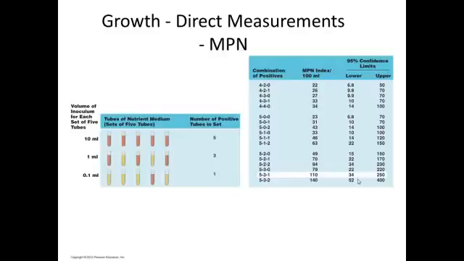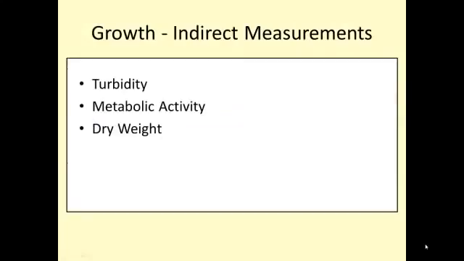If it exceeds the limits, then we issue a boil order quickly rather than waiting a couple of days and running the risk that people are going to get sick in that time. Let's move on to indirect methods of measurement. We're going to talk about turbidity or cloudiness, metabolic activity, and dry weight.